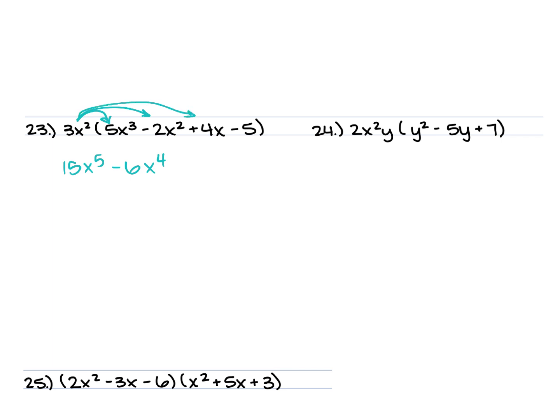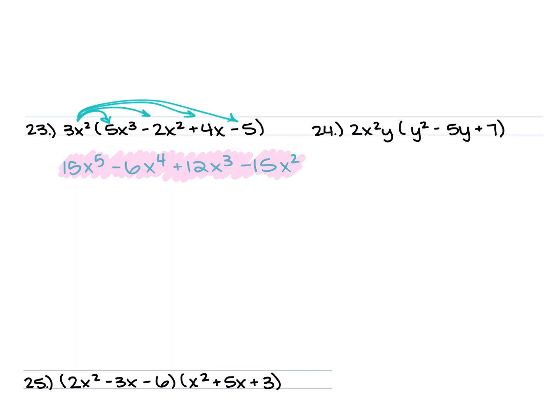Next, we'll do the 3x squared times the 4x. So 3 times 4 is 12. X squared times x is x cubed. And lastly, the 3x squared times the negative 5 gives us negative 15x squared. So that's 15x to the 5th power minus 6x to the 4th power plus 12x cubed minus 15x squared.